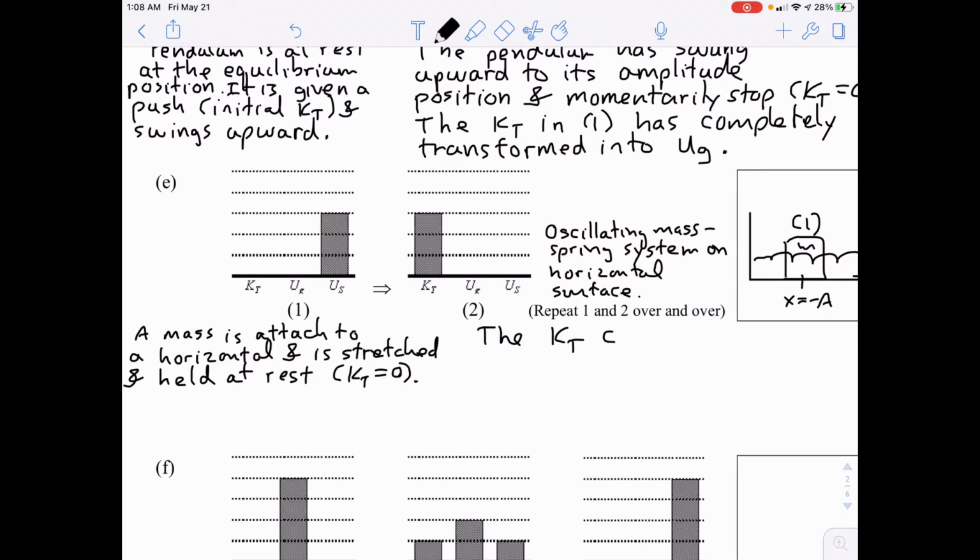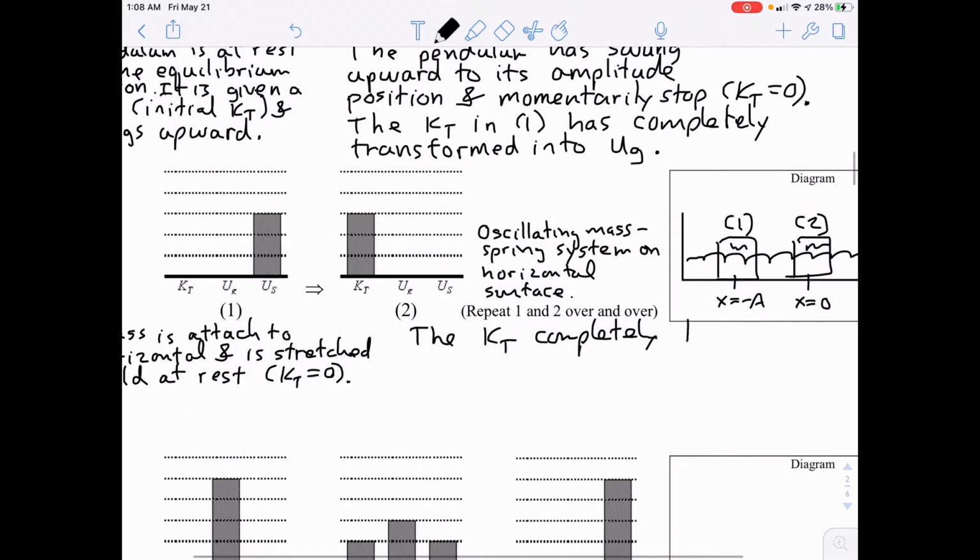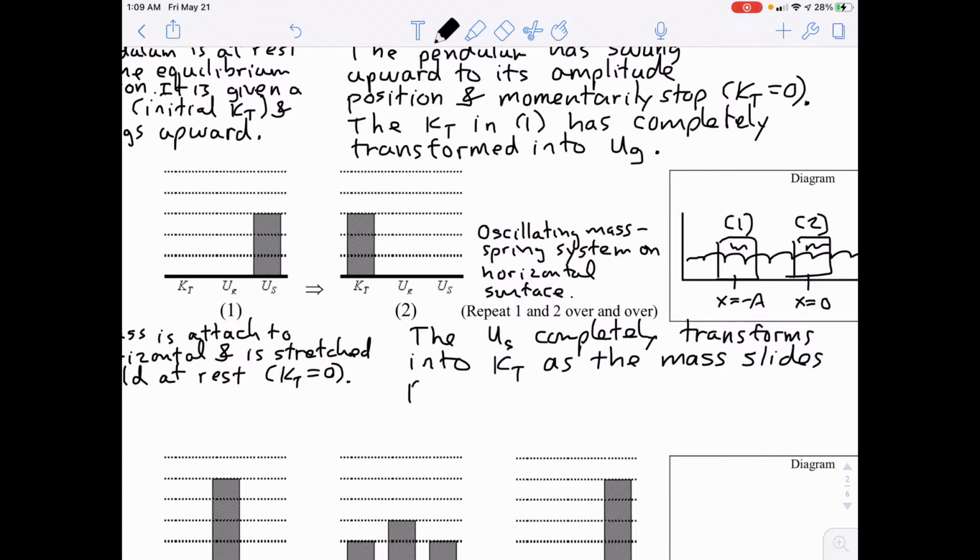The translational kinetic energy completely transforms into, I misspoke. The spring potential energy completely transforms into kinetic energy as the mass slides past the equilibrium position.